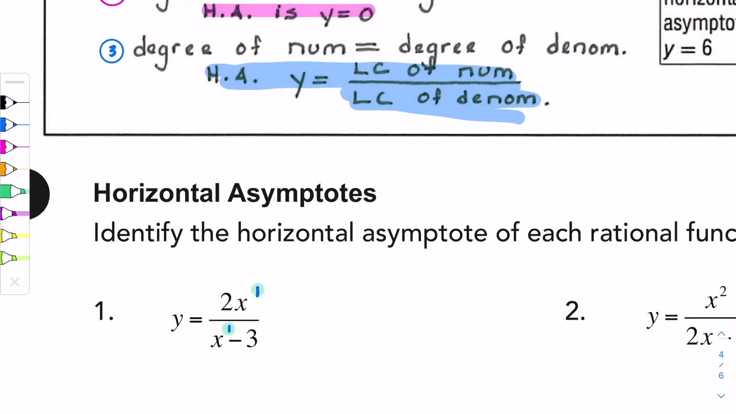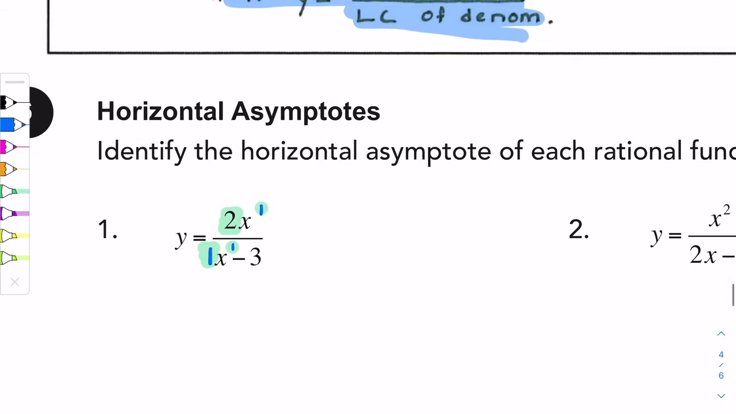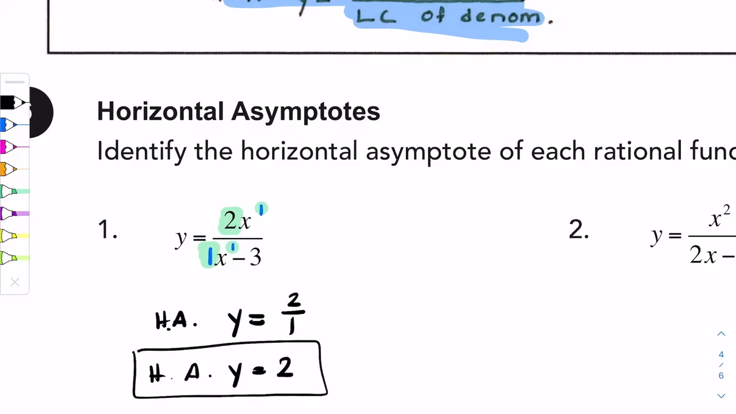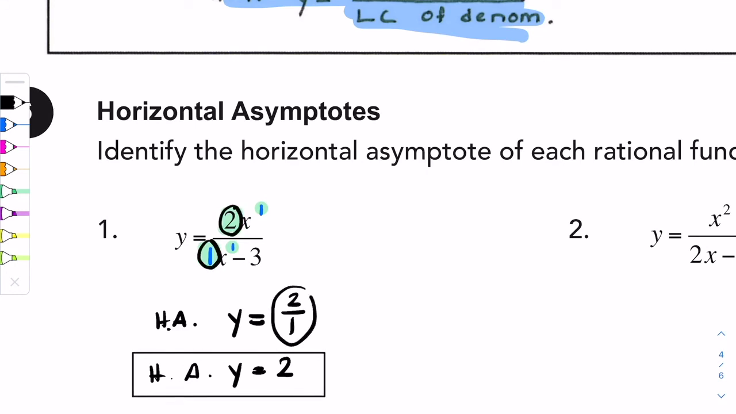That means we set up a fraction, leading coefficient over leading coefficient. So the numerator has a leading coefficient of 2. The denominator would have a leading coefficient of 1, but we just don't write that. I just added it in. So the horizontal asymptote is at y equals 2 over 1, or y equals 2. And again, that's the leading coefficients, just set up as a fraction.